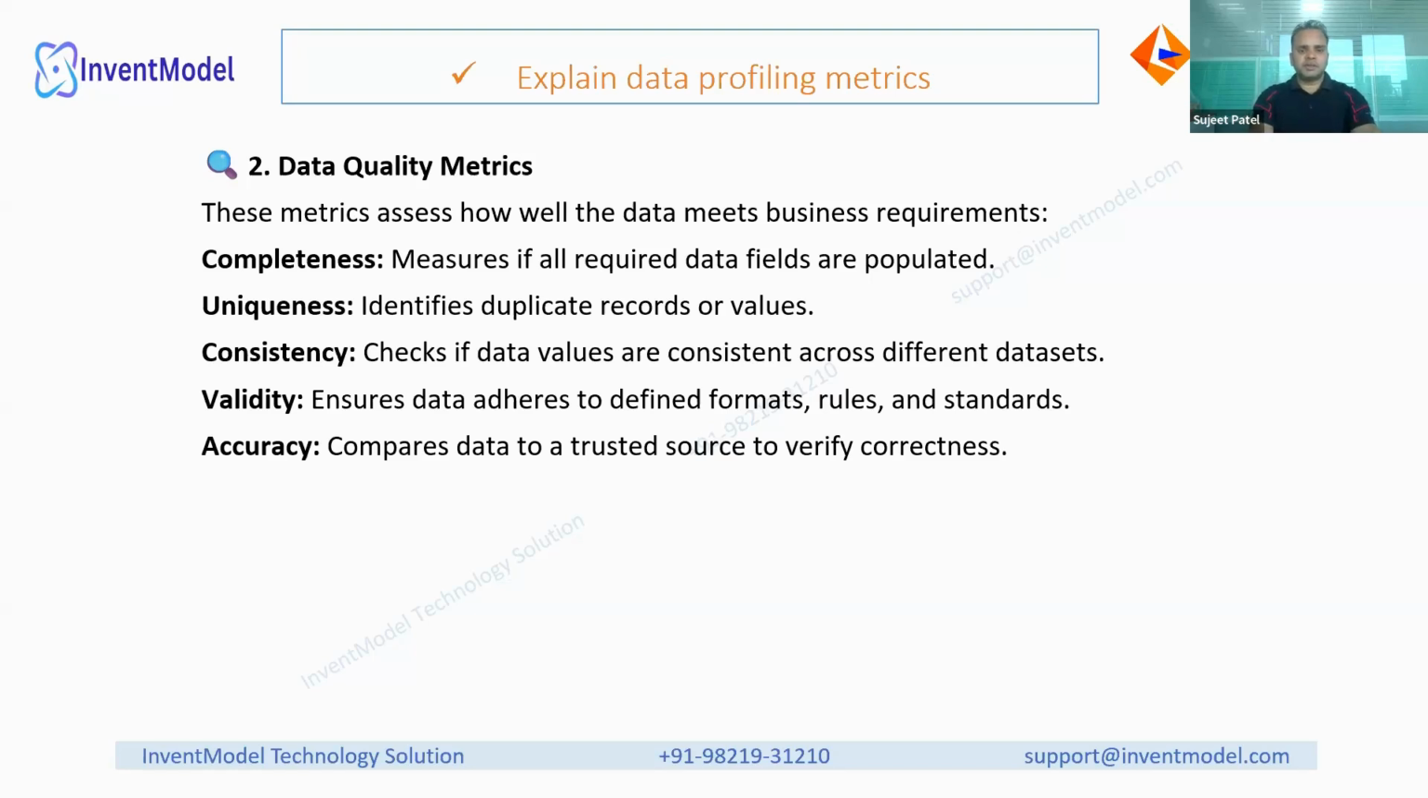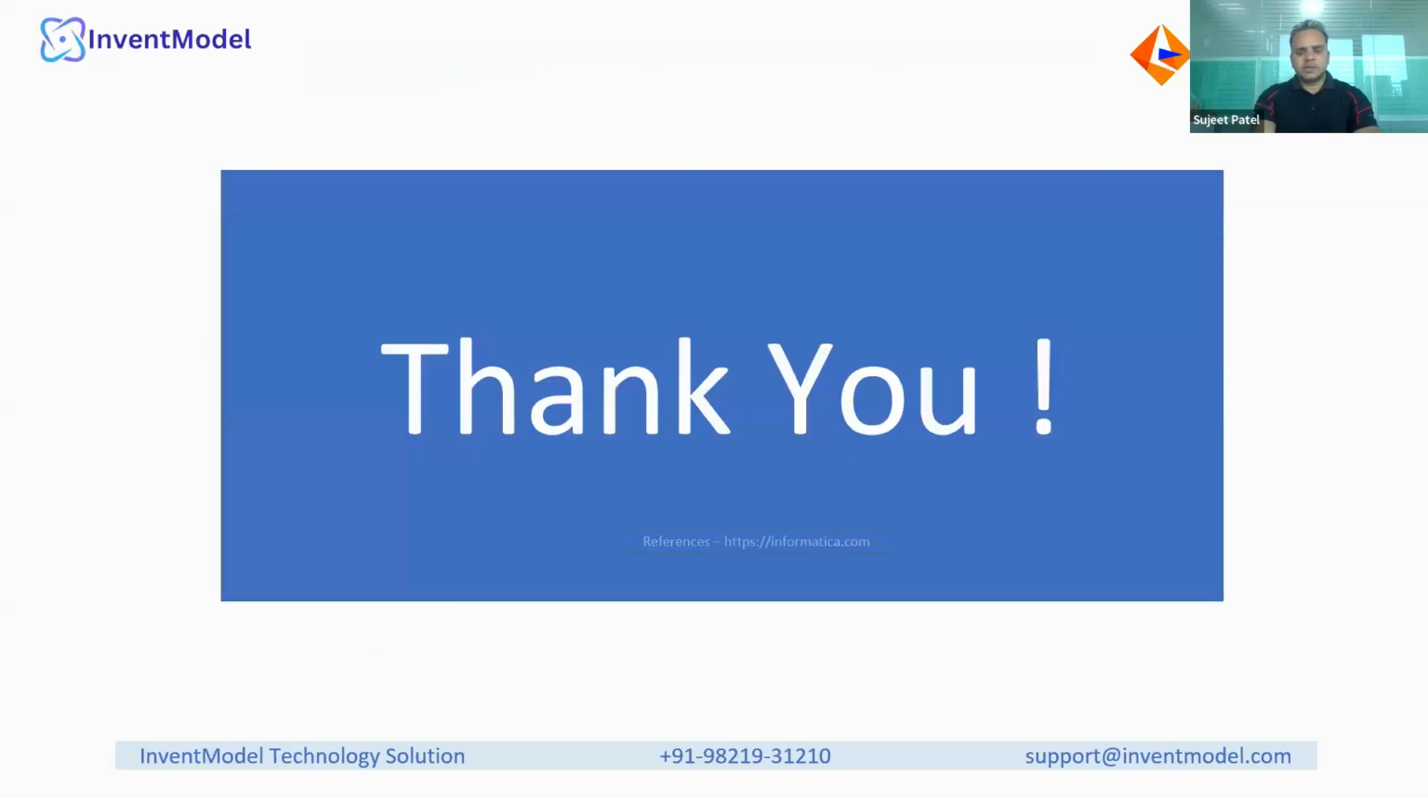Uniqueness identifies duplicate records or values. Consistency checks if data values are consistent across different data sets. Validity ensures data adheres to defined formats, rules, and standards. Accuracy compares data to a trusted source to verify correctness. These are the main data quality metrics we have. I think that's it for today's session as part of the theory.